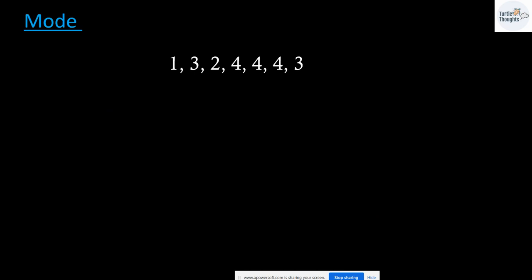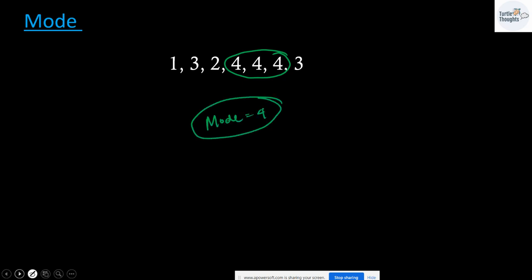Next, we have the mode. Mode is the value which occurs the most. In 1, 3, 2, 4, 4, 4, 3, the 4 occurs 3 times. So the mode is 4. This is what we have discussed in the previous classes.